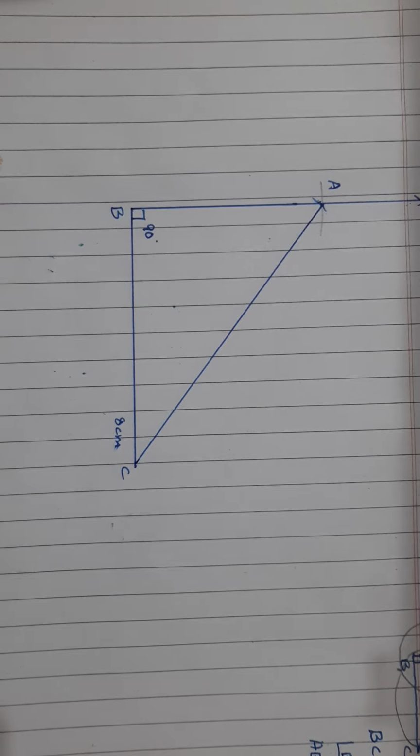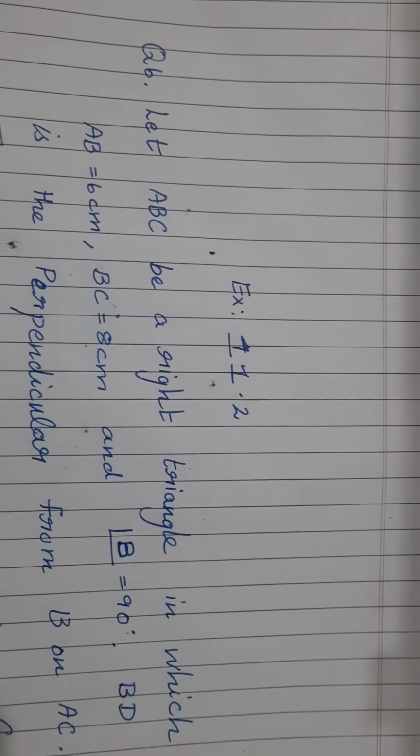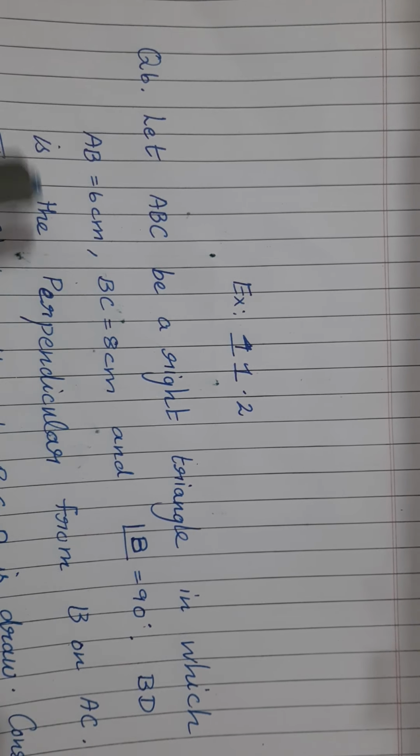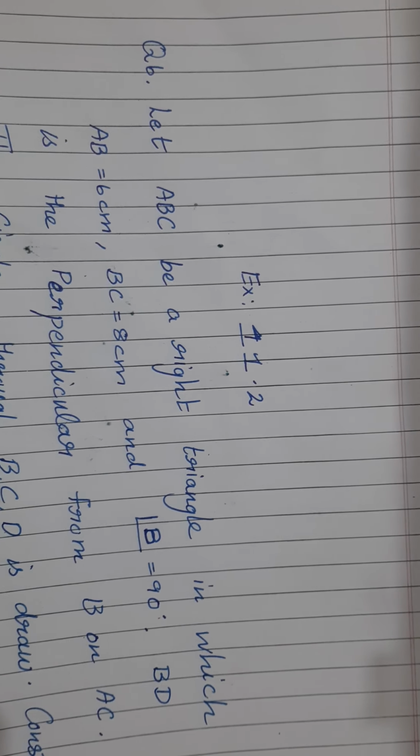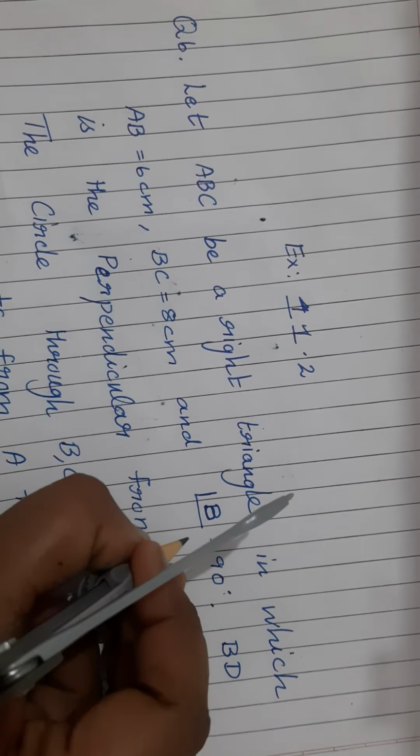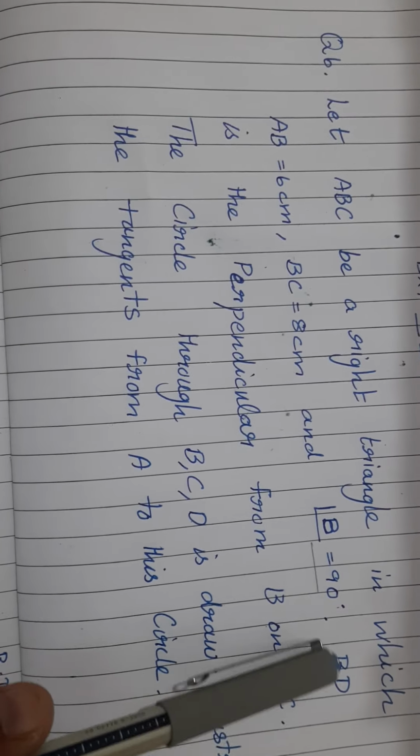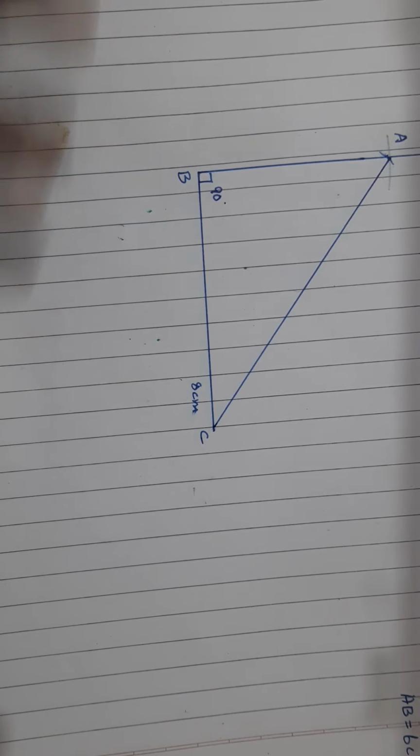Then, now the first line of the question is over. See, let ABC be a right triangle in which AB is 6 centimeter, BC is 8 centimeter, angle B is 90 degree. So this first line concept is over. What is the second line? Second line, BD is the perpendicular from B on AC.